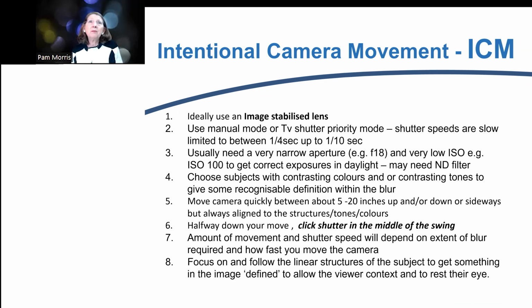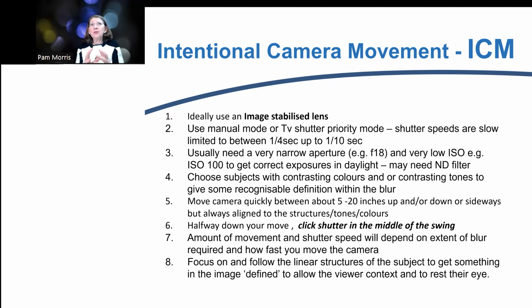Ideally, you use an image stabilized lens, and those lenses actually have a little button on them that you can click to make sure that they're stabilized when you do it, but you can do it with a lens that's not stabilized. You either need to use shutter priority because you need to slow the shutter speed down to about 1/4 or 1/10 of a second, or shoot in manual mode where you can set your shutter speed to be that. Because you're moving the camera, you need to get that blur within that 1/4 second or 1/10 of a second.